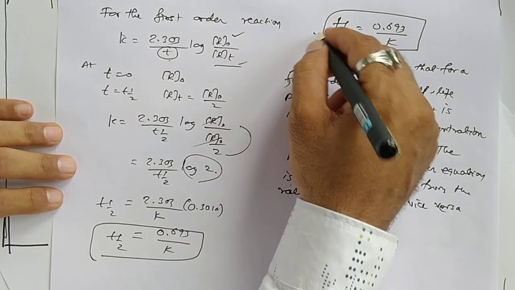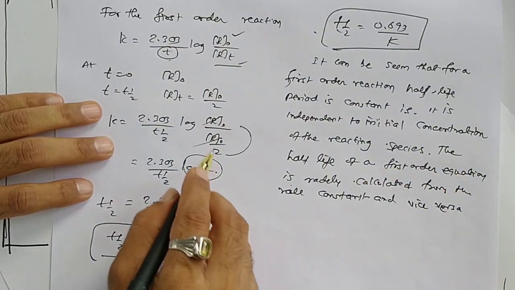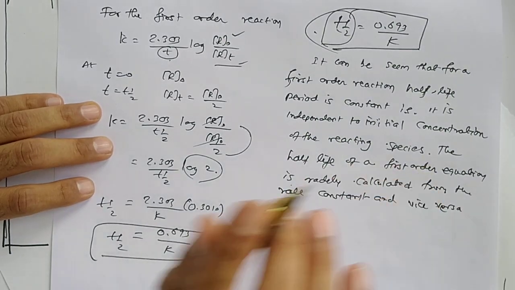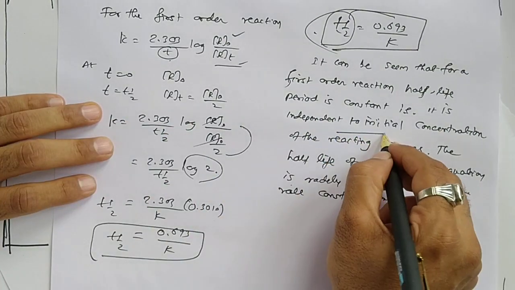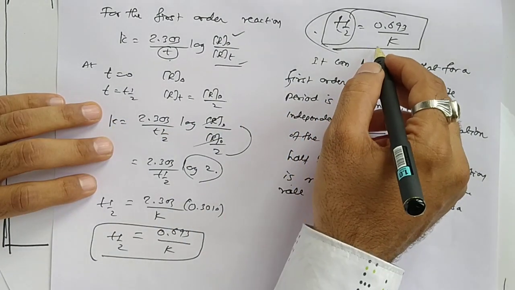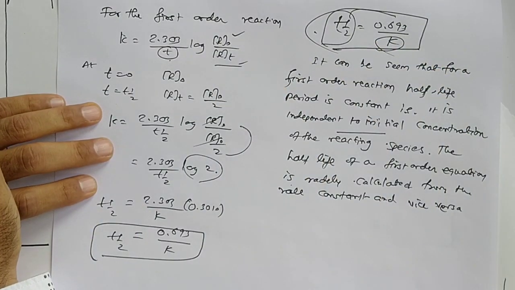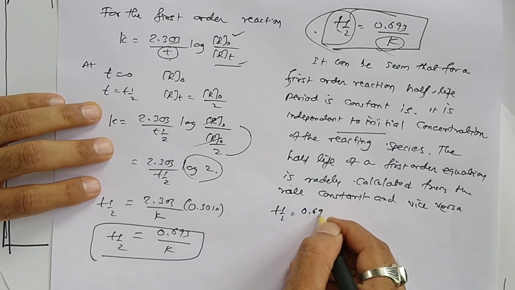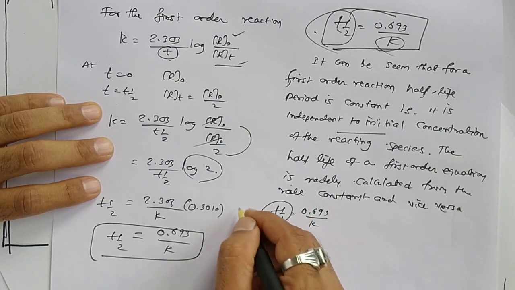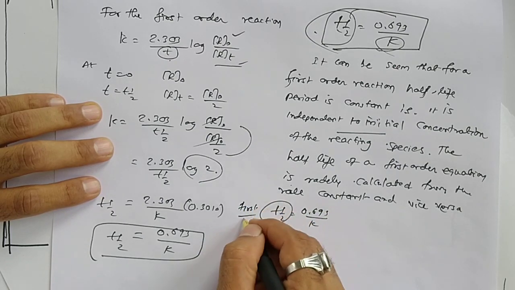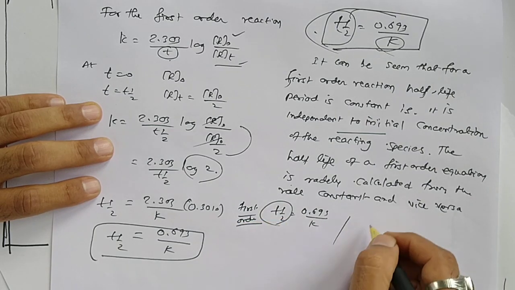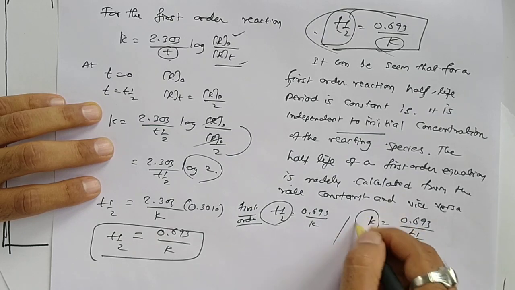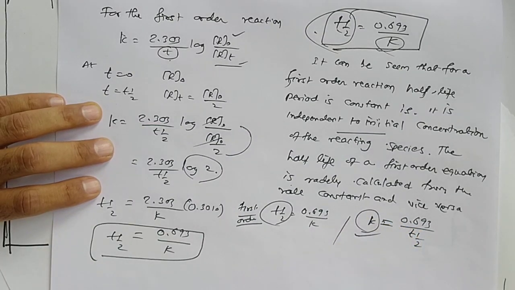Here you can see T1/2 is not depending upon initial concentration. It is independent to initial concentration. T1/2 only depends on the value of K. If K is known, then we can easily derive T1/2 for first order reaction, not for zero order. It is very convenient. If T1/2 of first order is given, then we can easily derive value of K, and vice versa.